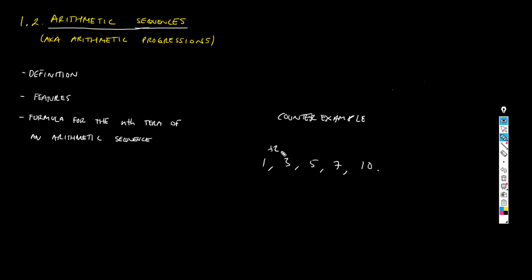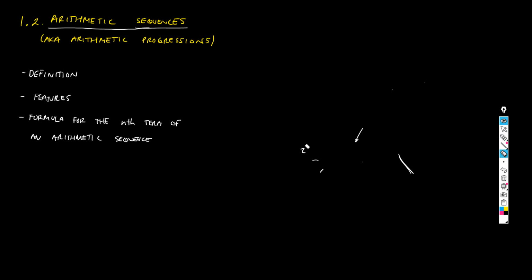1 plus 2 gives me 3. 3 plus 2 gives me 5. 5 plus 2 gives me 7, but then we have this jump of plus 3. 7 plus 3 equals 10. And even if just on one occasion the rule is broken, in this case plus 2, then this is not an arithmetic sequence. The constant that we are constantly adding to produce a new term must always be the same. We cannot have something like this. So this is not an arithmetic sequence. It's a sequence, fine, but it's not an arithmetic sequence.